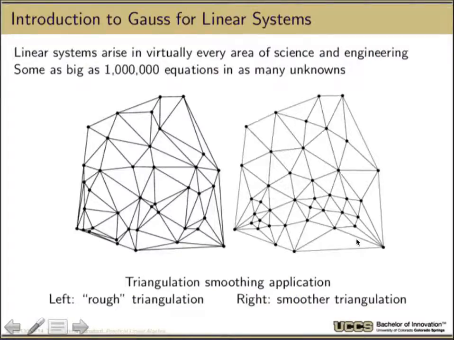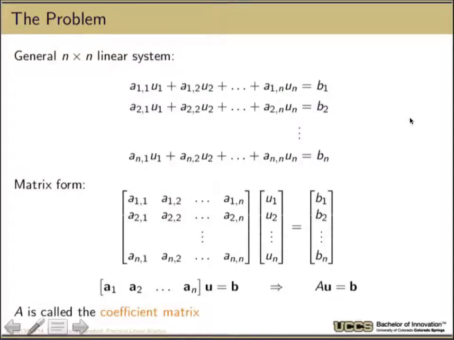So it's a motivating problem. Linear systems arise in virtually every area of science and engineering. Systems with millions of equations can be solved. We've already seen the Google billion-dollar eigenvector, for example.